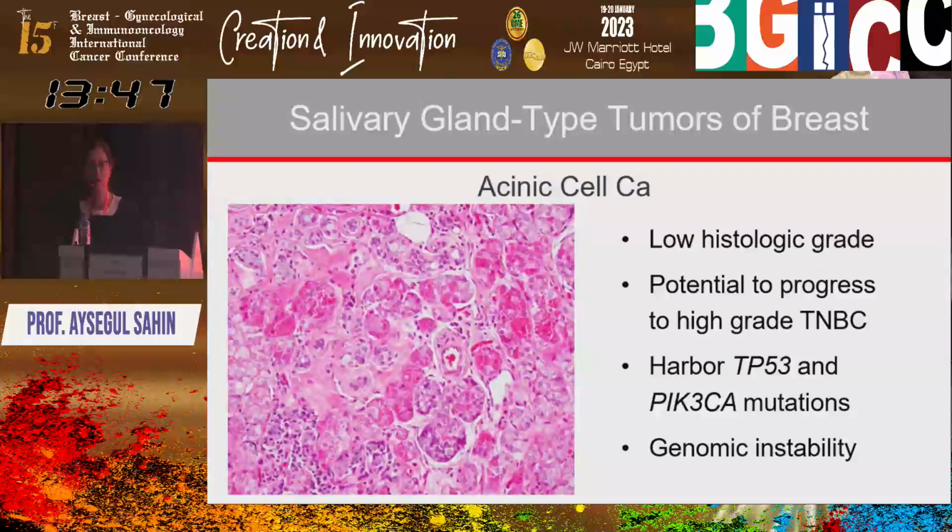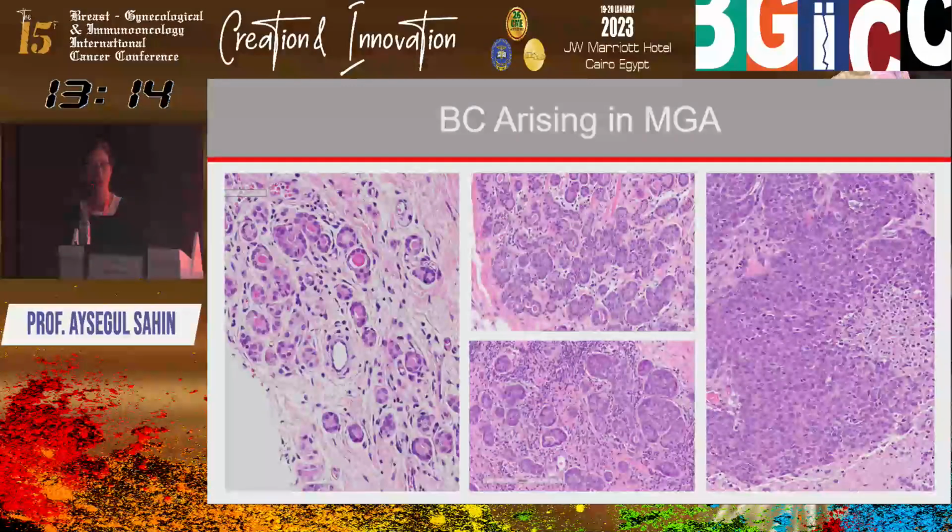Acinic cell carcinoma of the breast is a low-grade tumor. Again, if you have a lesion which appears to be low-grade, but when you do the ER/PR, it's negative, and if it has these eosinophilic granules, think of acinic cell carcinoma. Very rare tumors, we usually have 1 or 2 cases at most in a year at MD Anderson, and they harbor P53 and PI3 kinase mutations.